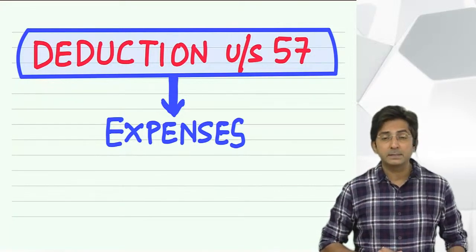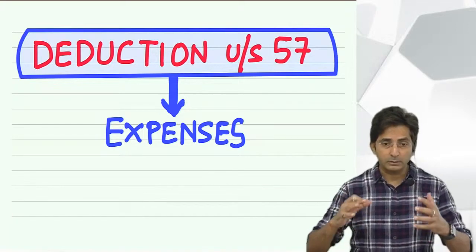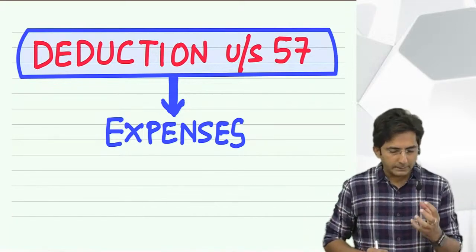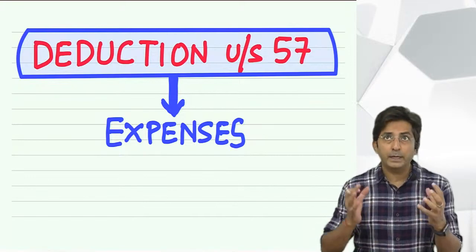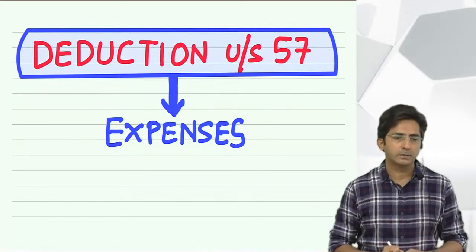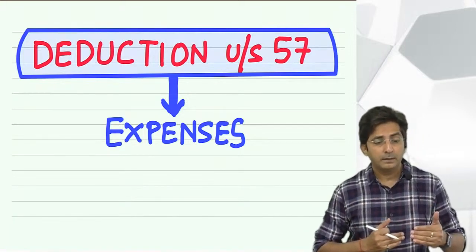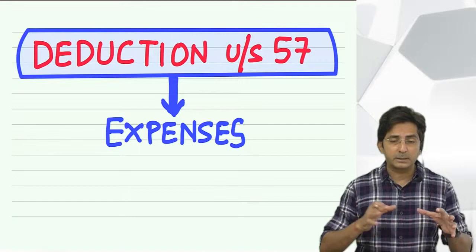How many heads are there? Five heads. Under each head of income you will find a concept of deduction. And you know why the concept of deduction? Because whenever you earn income, you have to incur some expenditure first. To earn any income, there is some related expenditure, and for expenditure, there is a concept of deduction.